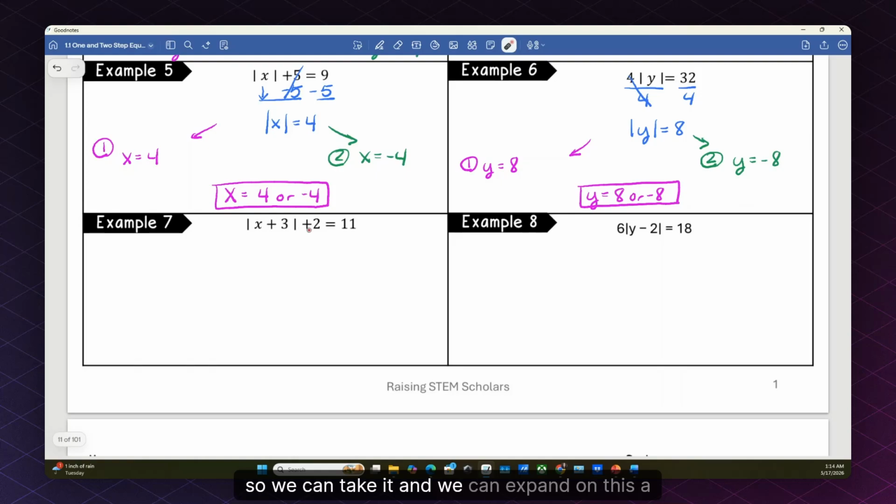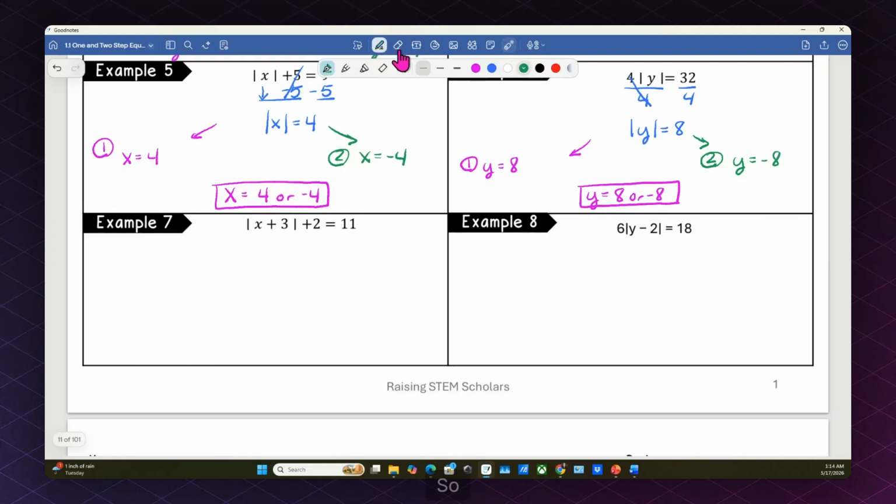Okay, so we can expand on this a little bit more. We have something on the outside, and we can combine it with something on the inside, and we're going to do all of our steps. Our first step is to get this absolute value portion by itself. We can't break it up until all the other numbers are on the other side. So we're going to subtract 2 from both sides. And we bring down the absolute value of x plus 3 equals 11 minus 2, which gives me 9.